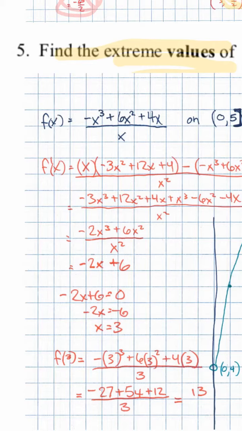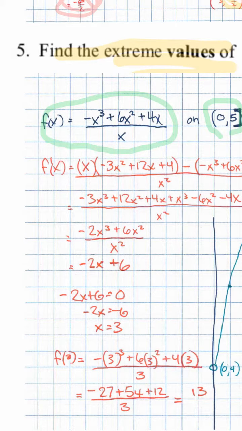So again, I made my own function that's similar to that. I did a cubic function in the numerator and an x on the bottom, and I named an interval. So that 0 is not included because it's a hole, but I'm going to have the function go all the way up to it.